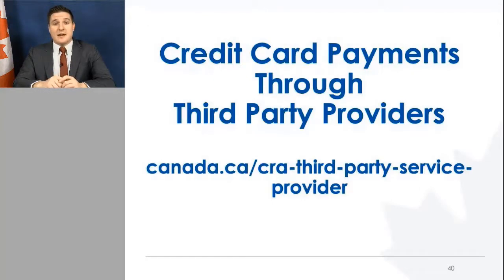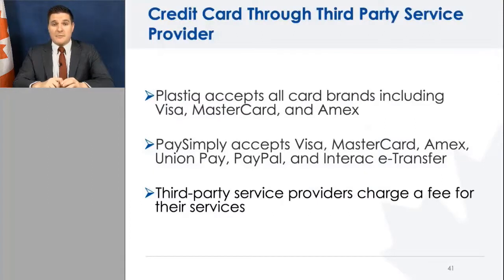Another option is to pay by credit card, PayPal, or Interac e-transfers through a third-party service provider. You cannot make a credit card payment directly to the CRA, but you can use your credit card through a third-party service provider, which, for a fee, will send your payment and remittance details online to the CRA for you. There are currently 2 third-party providers that offer credit card payments to the CRA: Plastiq and PaySimply.